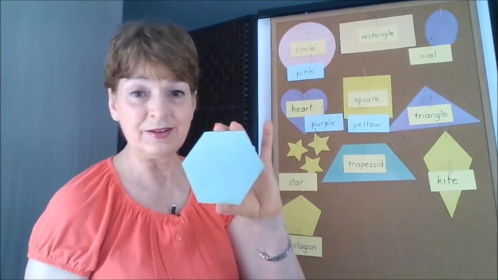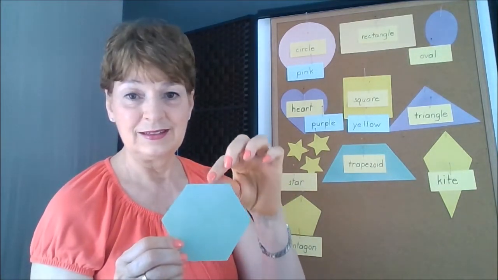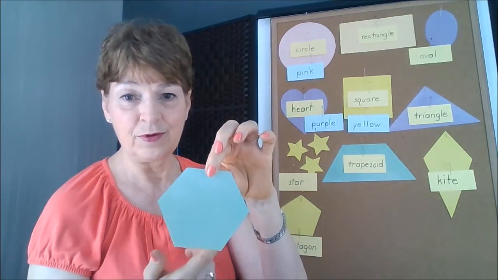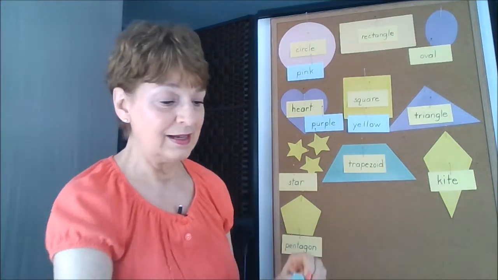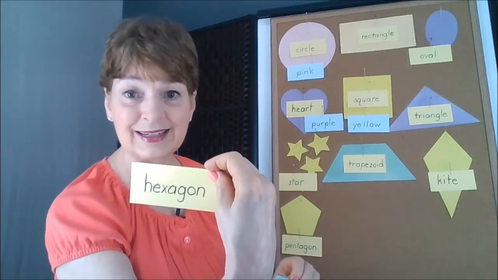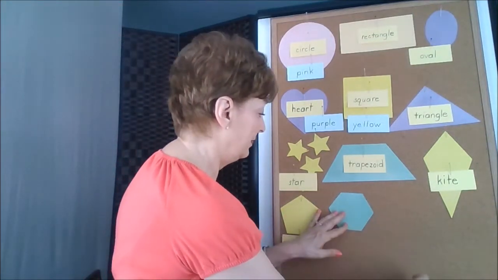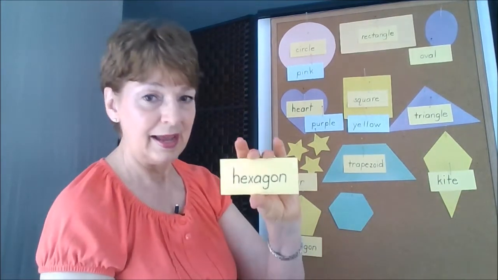If we add another side to it, I'm starting here at the top, 1, 2, 3, 4, 5, and 6, this one is called a hexagon. 6 sides on this one. Hexagon.